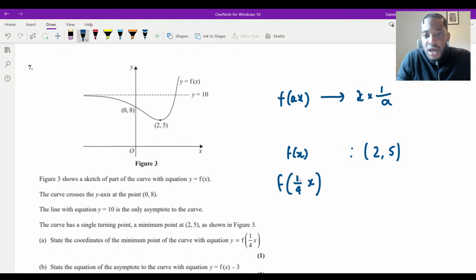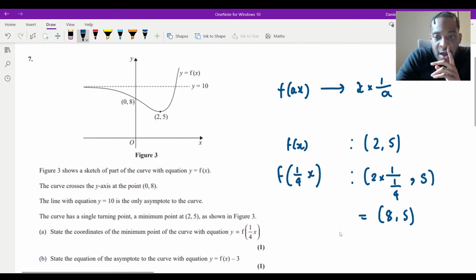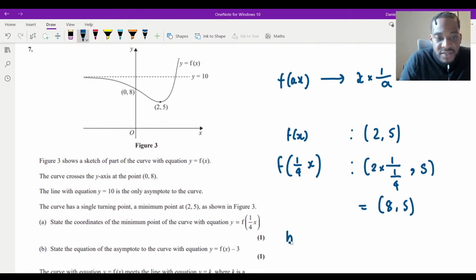So in our case, our a is a quarter. To figure out the coordinates, I'm going to multiply the x coordinate by 1 over a quarter, which is just times 4. So 2 times 4 gives 8, and the y coordinate stays 5. That's going to be (8, 5), and that is part A. Does that make sense, guys? Yeah, thank you very much, Faye. Good stuff, Adil. Brilliant, (8, 5).